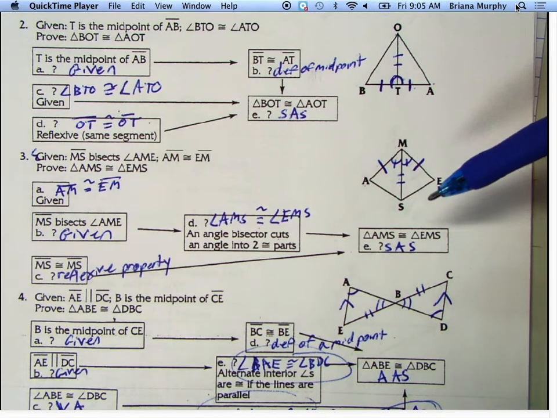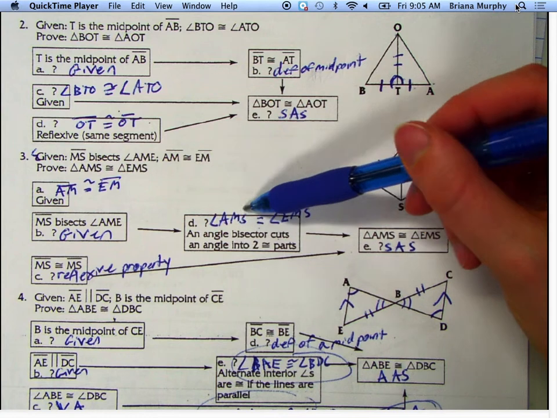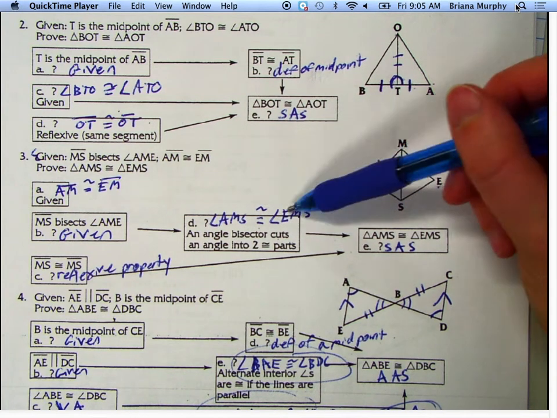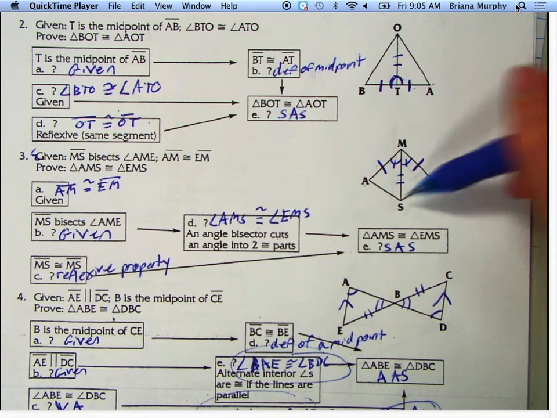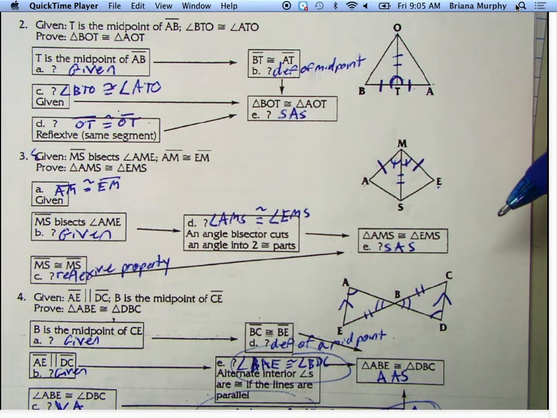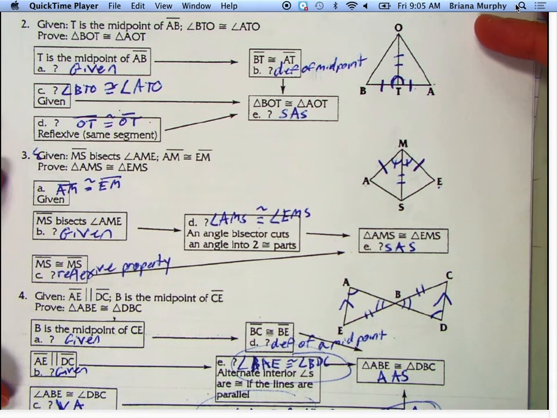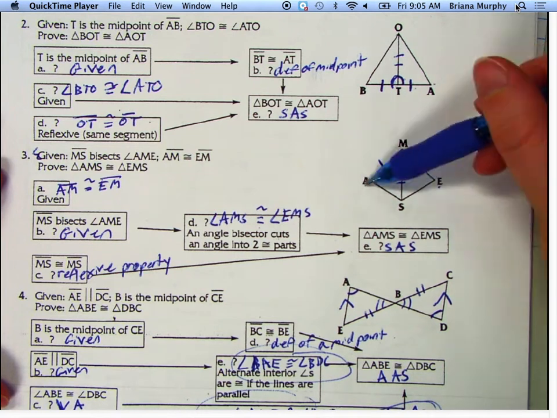Yes, Lorenzo? On D it says AMS. D says AMS is congruent to EMS. I want the M's to be in the middle. Okay. No, because I don't have this third side down here at the bottom. I don't know those are congruent.